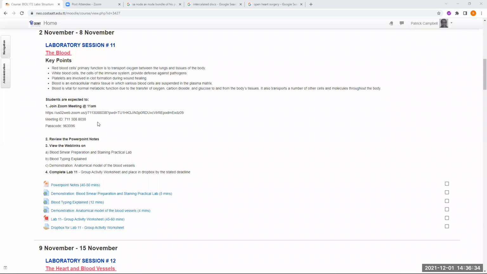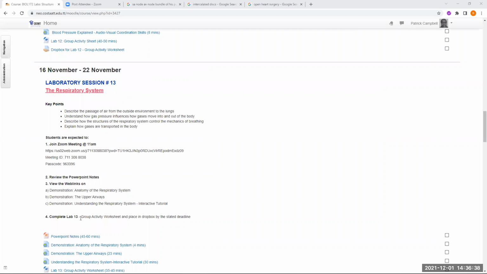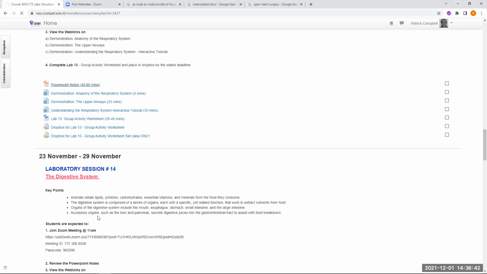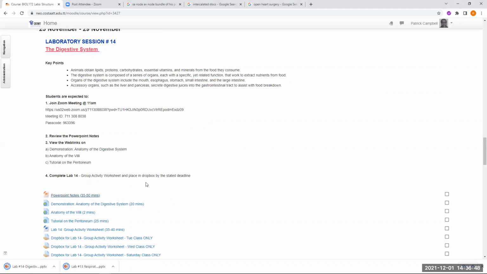Let's go to the next one now. So we look at blood, heart and blood vessels, respiratory system. Let's have a look at that one. And then the last one we'll be looking at is the digestive. Everybody okay so far?